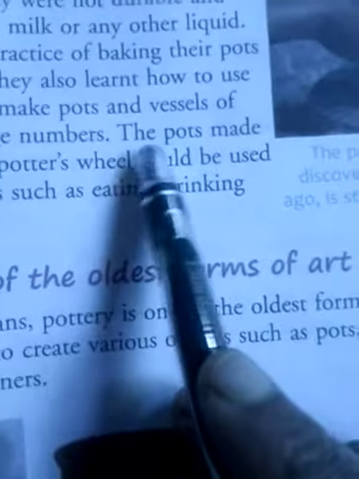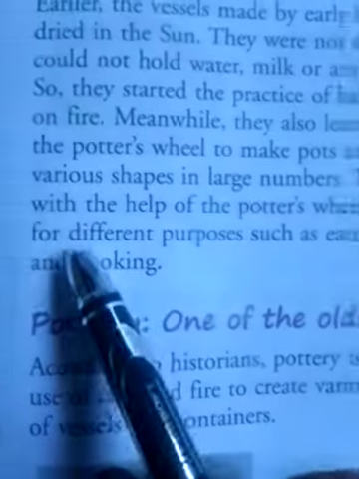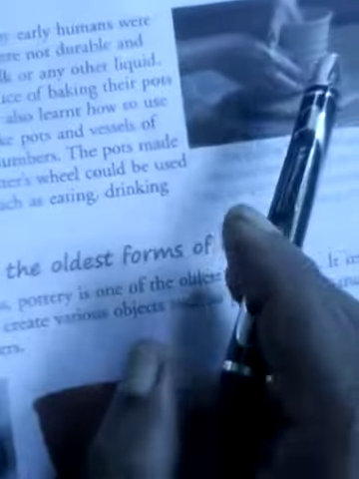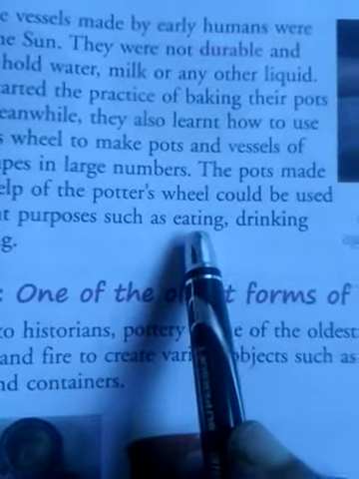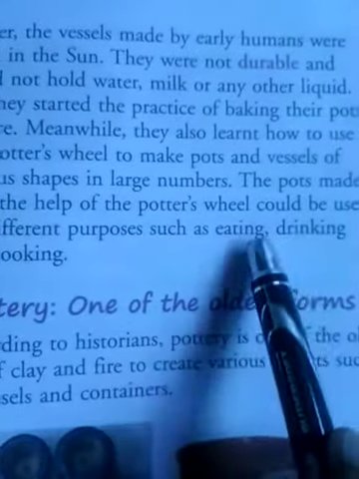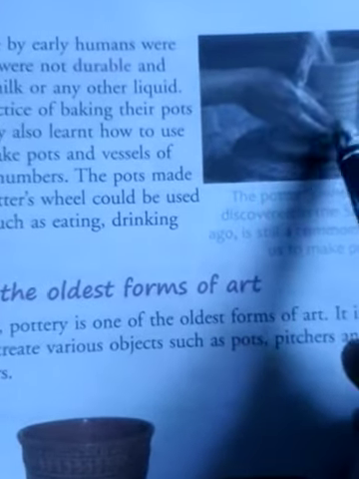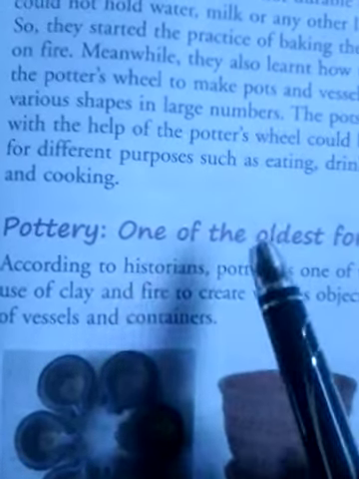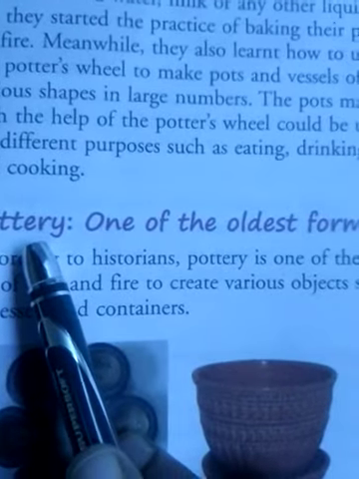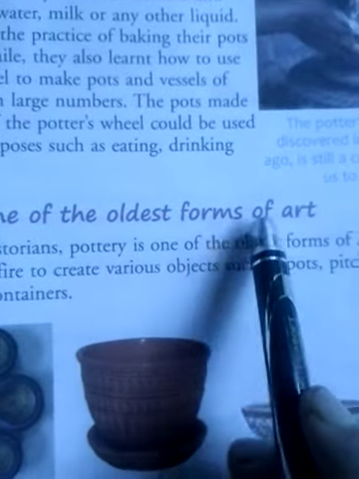So the pots made with the help of the potter's wheel could be used for different purposes. Whatever products they made with the help of this wheel are used for different purposes, such as eating, drinking and cooking. These activities they can do with the help of these pottery items.